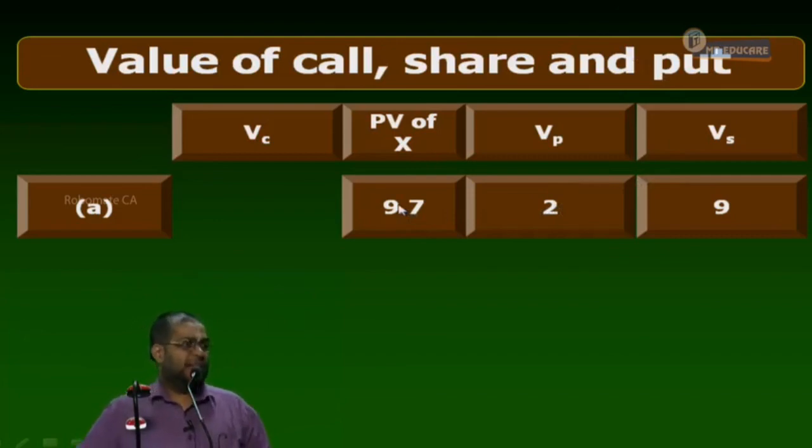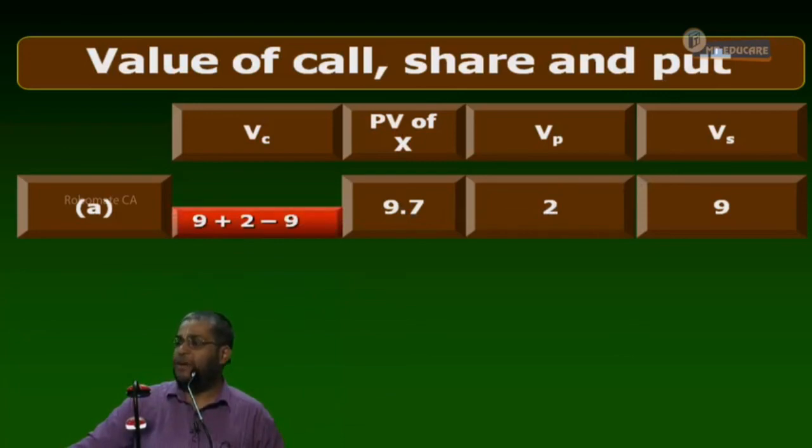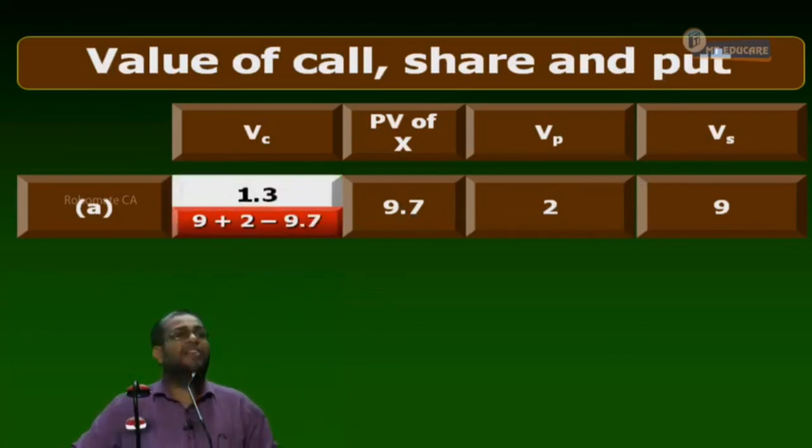Enough for it or not? Because put-call parity should be satisfied. It is 9 plus 2 minus 9.7. What is the value of the share here? 1.3. Everybody, yes or no?